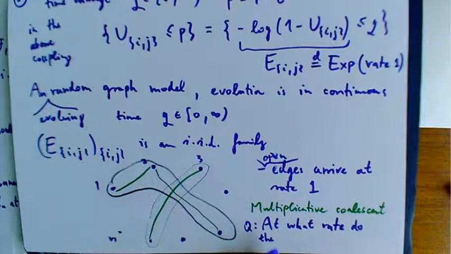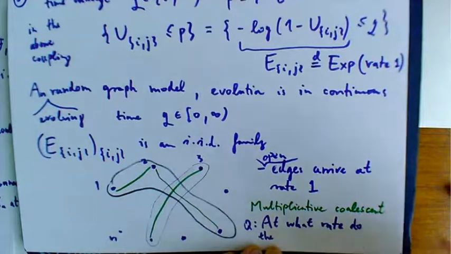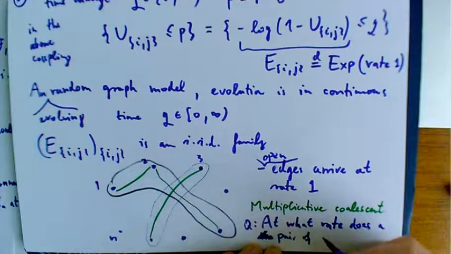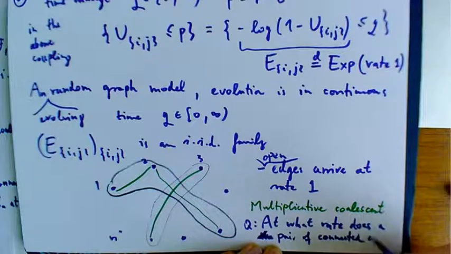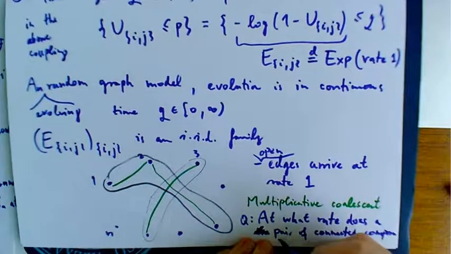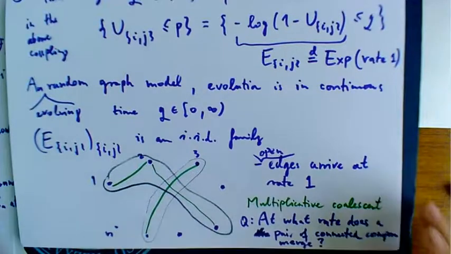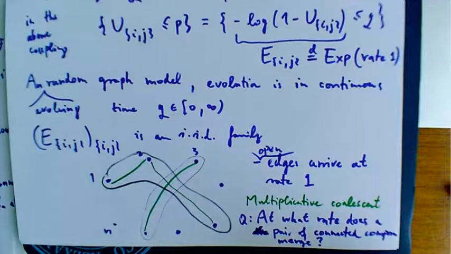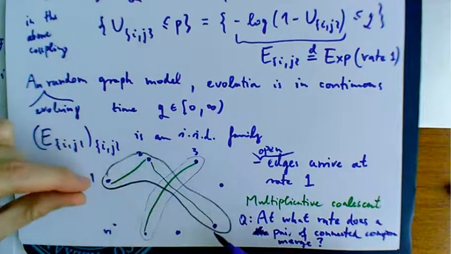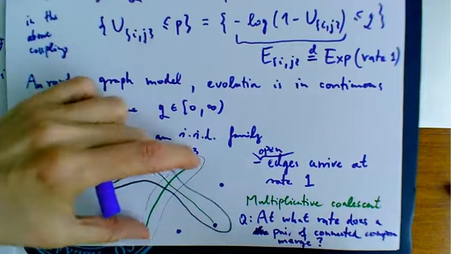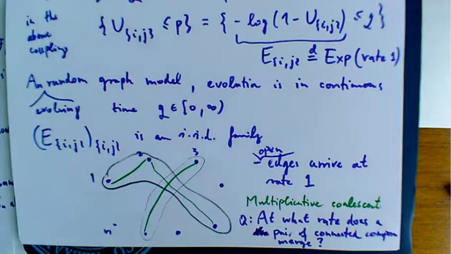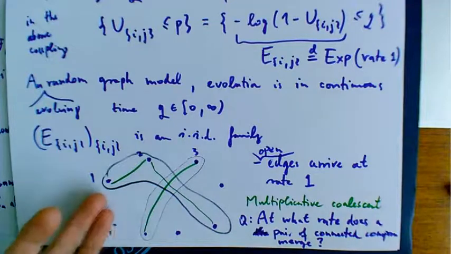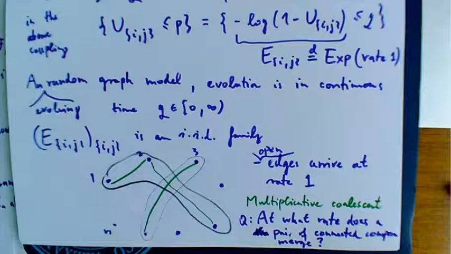Here I'm asking, at what rate does a pair of connected components merge? I didn't have a lot of space to write this, but here I have an example. There is one connected component of 3 vertices, and there is another of 2. You could have a general setting, but here we already see a point. I'll tell you the answer, and maybe you already see the rate. And what is the intensity?